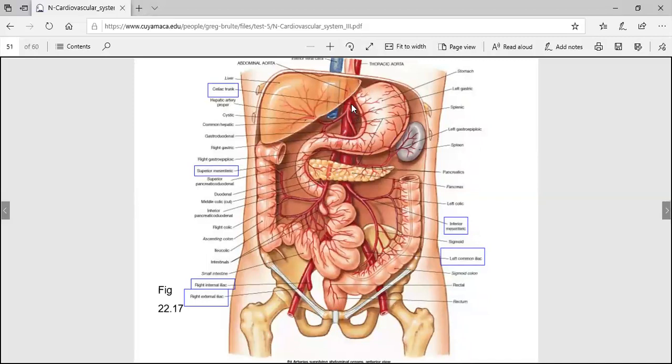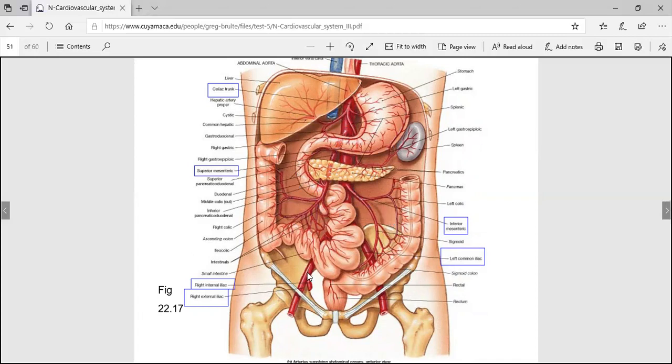Yeah. So here you can see going to the liver, going to the stomach, and going to the spleen, right? So gastric, hepatic, splenic. Then there's my superior mesenteric going to the upper parts of the digestive system. There's my inferior mesenteric going to the lower parts. So that's a pretty good picture.